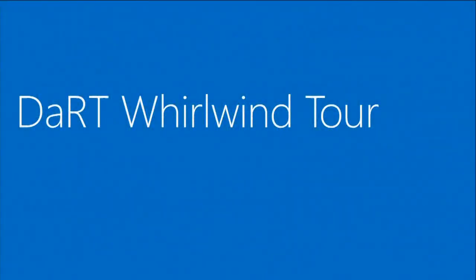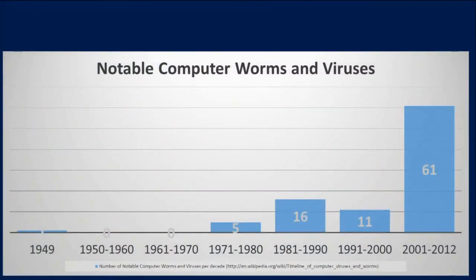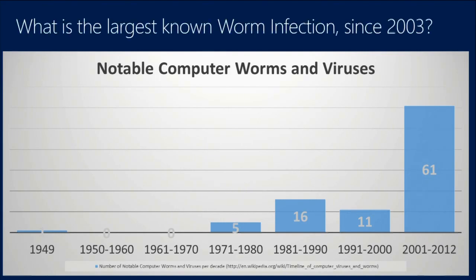So, in thinking about this, DART is all about disasters, and disasters come in many different forms. I did a little bit of research and found that these were the notable worms and viruses found in the last 50 years or so, give or take. And what I found is that over time, the worm and virus creators are actually increasing in notable viruses. So just think about, what do you think was the most notable virus or worm infection since 2003? Think about that for a minute.